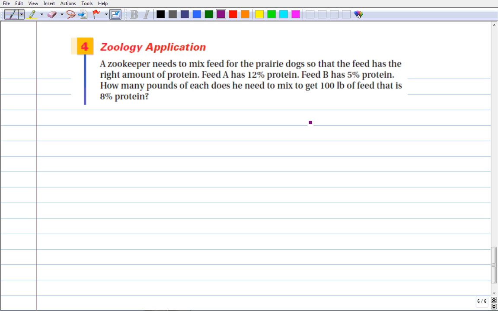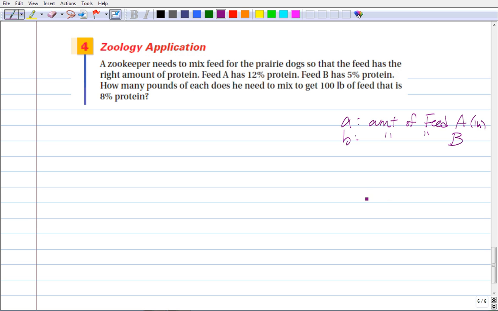So first of all, let's go ahead and define our variables. Anytime we are writing equations ourselves, especially with application problems, we need to define these variables. So I'm going to say that A represents the amount of feed A, and that would be in pounds. And then B would be the amount of feed B. It's just the same thing, little ditto marks there.